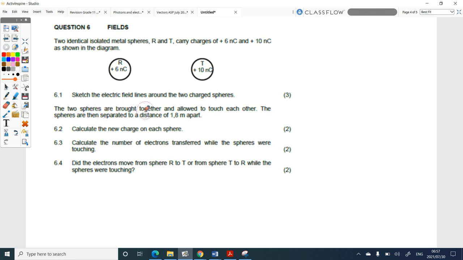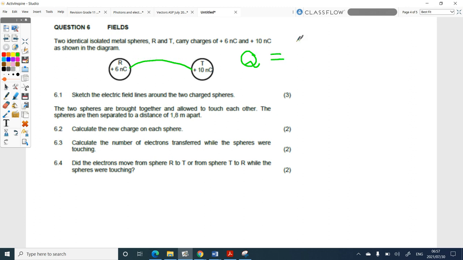Now they say the 2 spheres are brought together and allowed to touch each other. The spheres are then separated to a distance 1.8 apart. When 2 spheres touch, what will they always do? I want to say transfer electrons. Yes, the electrons will move so that they all are the same. So the quick, easy way we did this, we said they're sharing the charge.